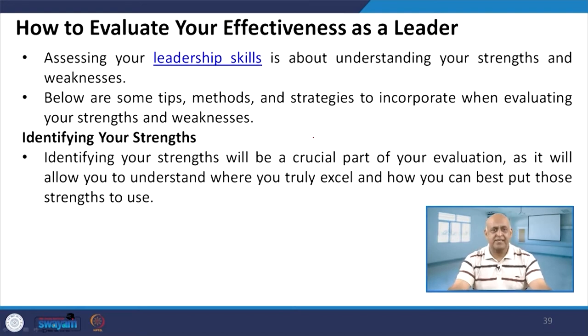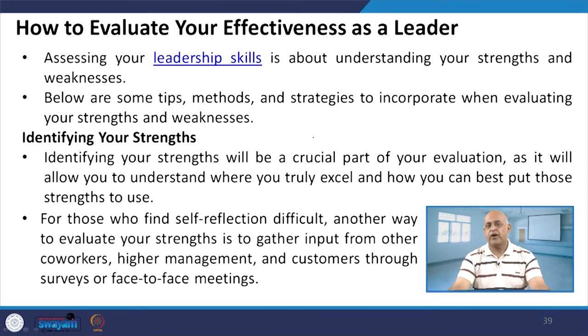So the first step is how to identify your strengths. It will be a crucial part of your evaluation, as it will allow you to understand where you truly excel. We know what job we can do and what job we do not like or are not capable of, and how you can best put those strengths to use. And if this is a strength, how can I make the best use of it?